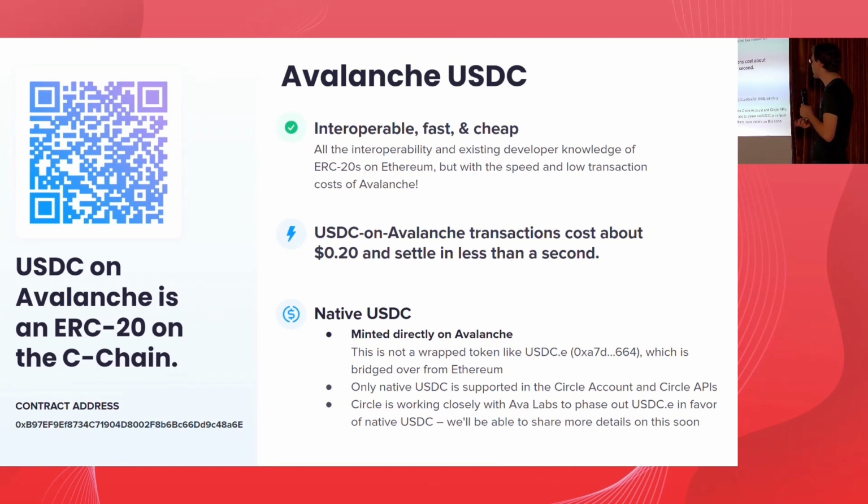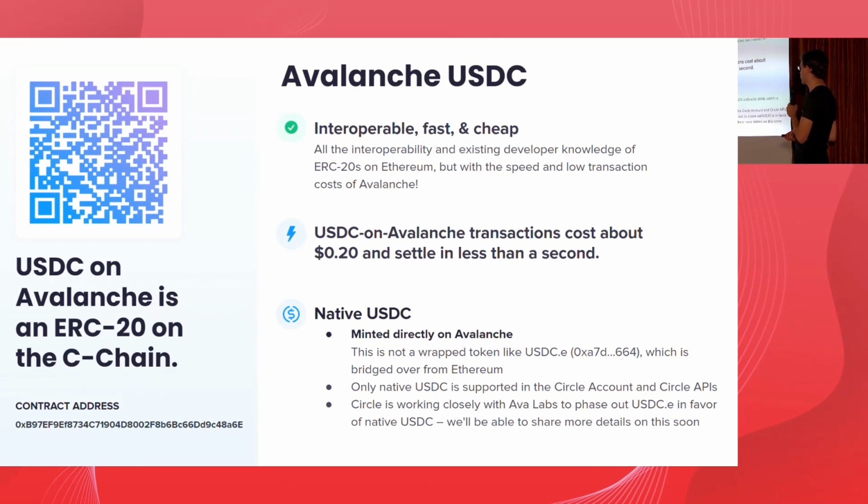The other big piece of this is the speed and the cost. So Avalanche transactions for USDC cost about 20 cents and settle in less than a second. That's actually fast enough to use when you walk up to the store and purchase a bottle of water or something. And so we know that, as crypto increasingly becomes mainstream and popular, that speed and the cost are really, really important, and we get that from Avalanche.